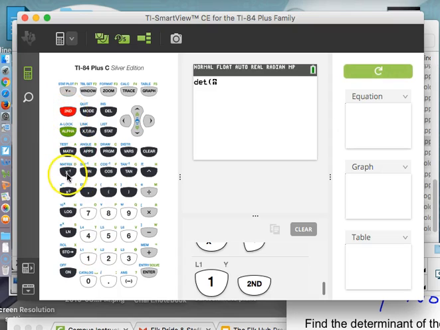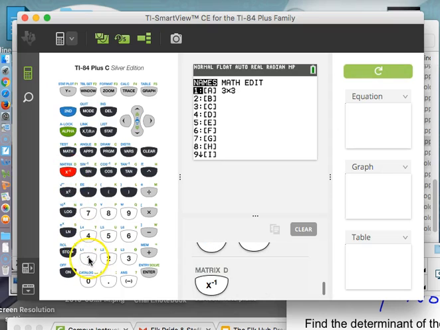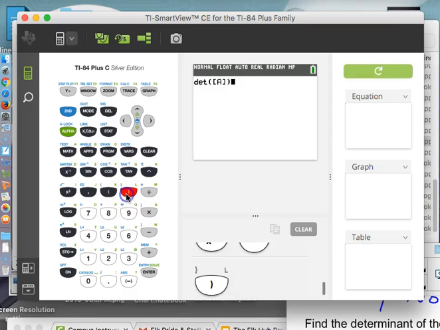So now if we hit second matrix names, we want number 1. That's the matrix we put in there. And I will finish off the parentheses. You wouldn't have to, but it looks much nicer if you finish those off there. And enter. And there's the determinant. We didn't have to do anything, which kind of bothers me.